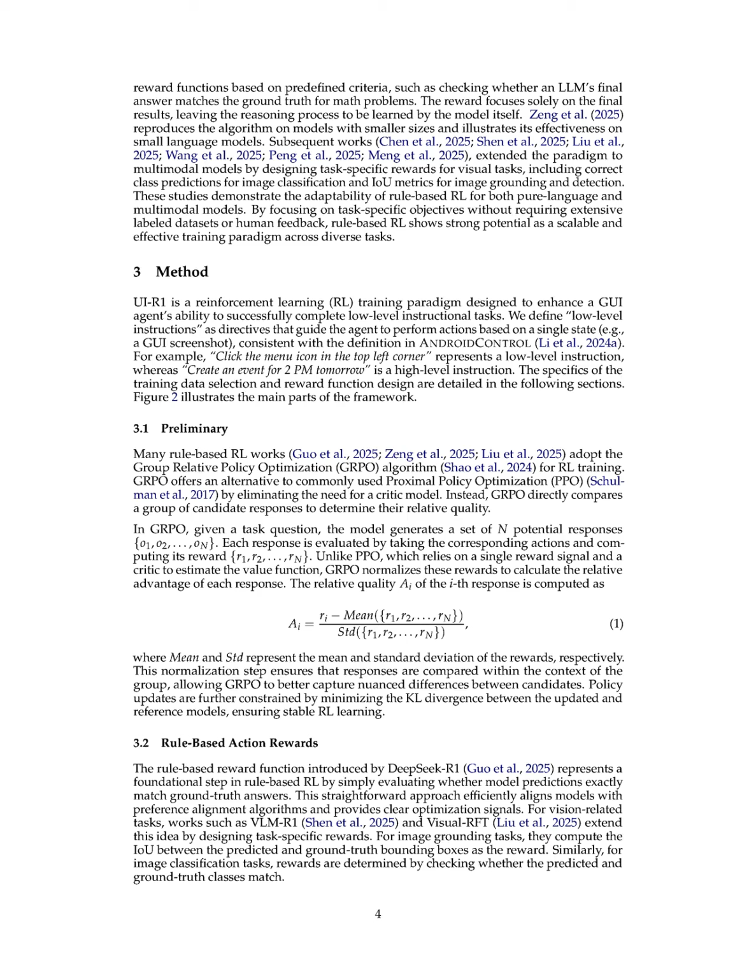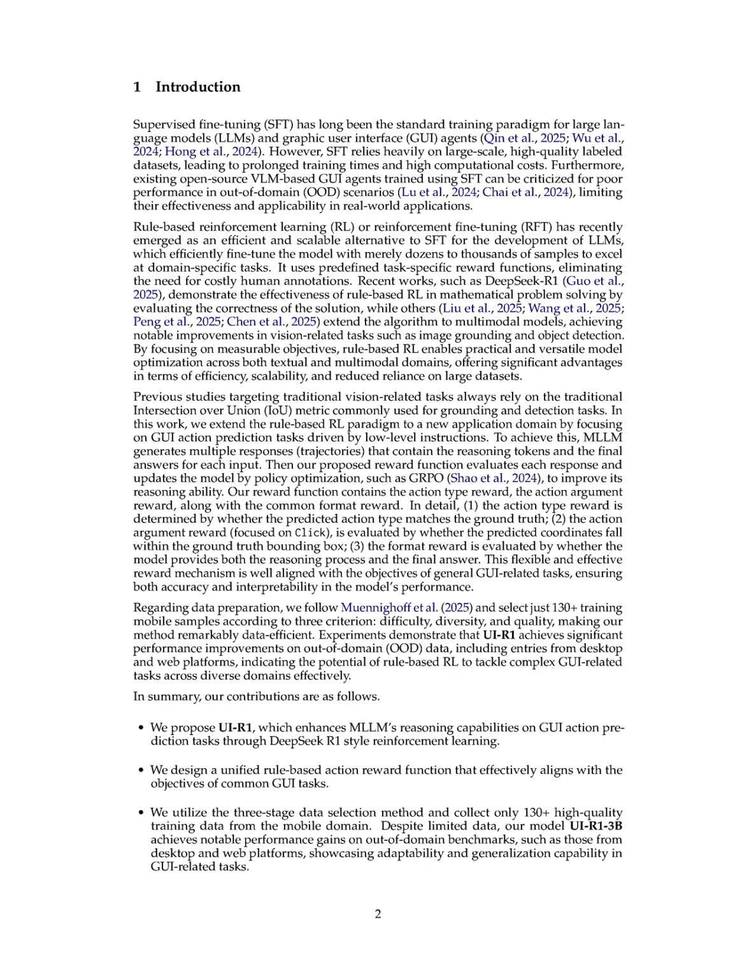After calculating these rewards, the model updates its policy using the Group Relative Policy Optimization (GRPO) algorithm, which normalizes the rewards to determine the relative quality of each response, allowing the model to improve its reasoning ability and action prediction for future instructions. This process ensures that the model learns effectively from limited data while enhancing its performance on GUI action prediction tasks.